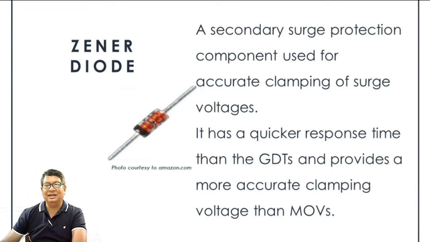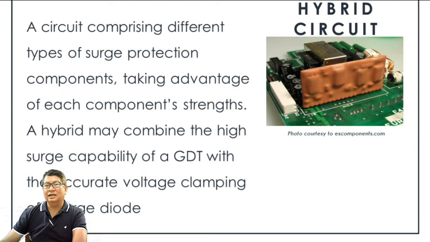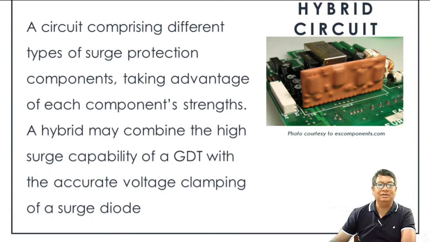We also have the Zener diode, a secondary surge protection component used for accurate clamping of surge voltage. It has a quicker response time than the GDTs and provides more accurate clamping voltage than MOVs. Next is the hybrid circuit, a combination of the components we mentioned earlier. It is a protection circuit comprising different types of surge protection components, taking advantage of their strengths, and may combine the high surge capability of the GDT with accurate voltage clamping of surge diodes.